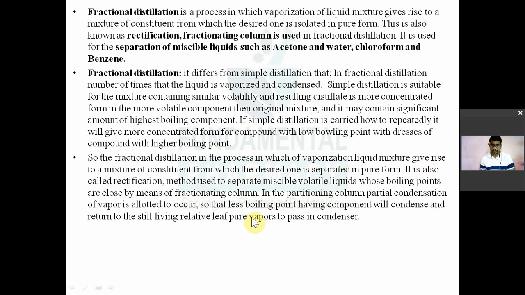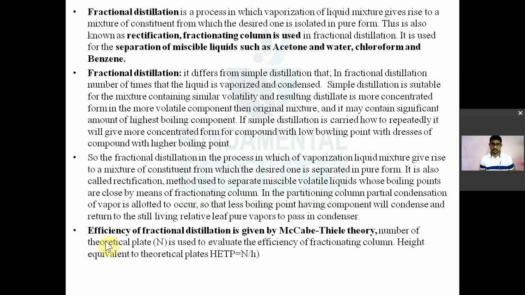In the fractional distillation fractionating column, partial condensation of vapor is allowed to occur. The less boiling point component will get condensed and returned to the still, leaving relatively fewer vapors to pass to the condenser. Okay. Efficiency of fractional distillation, इसके ऊपर भी कभी कभी क्वेश्चन आ सकता है. Efficiency of fractional distillation is given by McCabe-Thiele theory. So this theory will explain the efficiency of fractional distillation or efficiency of the fractionating column.